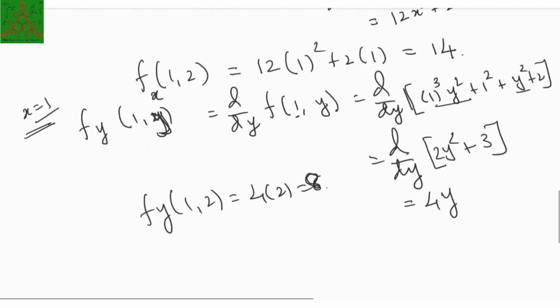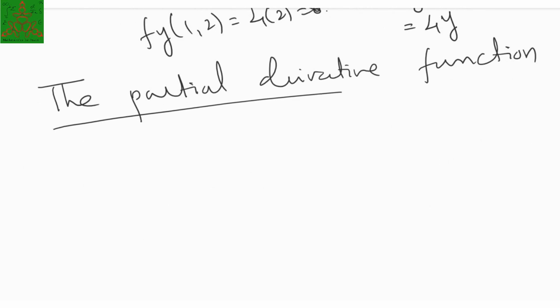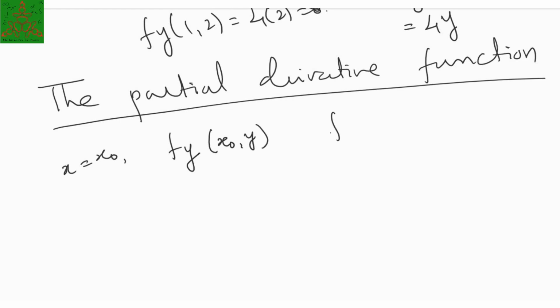Now we'll see the partial derivative as a function. What is the situation in the above example and above definition? You are fixing x equal to x0 and then calculating fy at point x0, y, and finally you get the answer at point x0, y0. But it may happen that I want to calculate the partial derivative of f with respect to y at any point, not just at the point x0, y0 as we calculated. So for that we'll have this definition as a function in this manner.